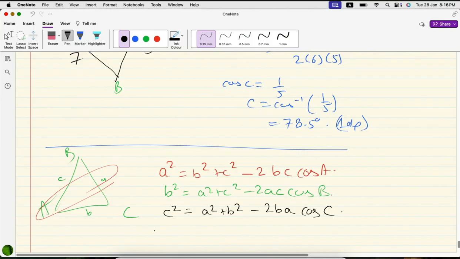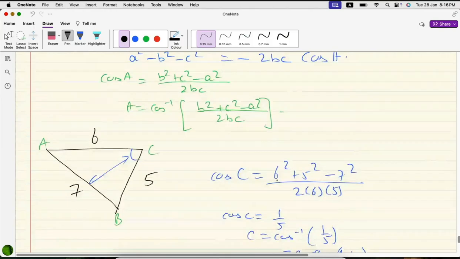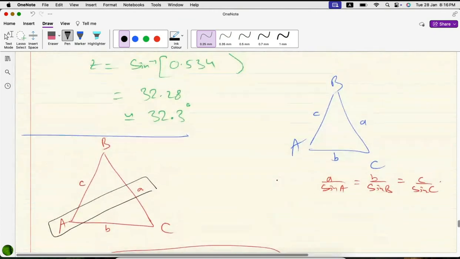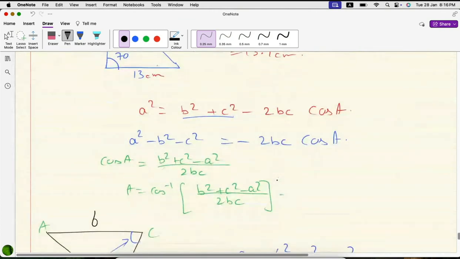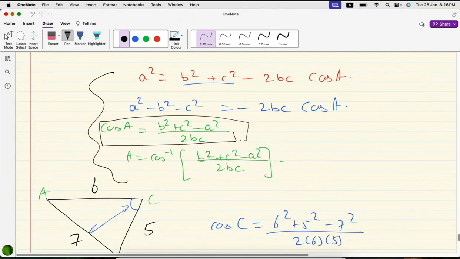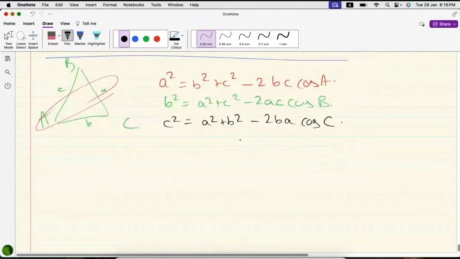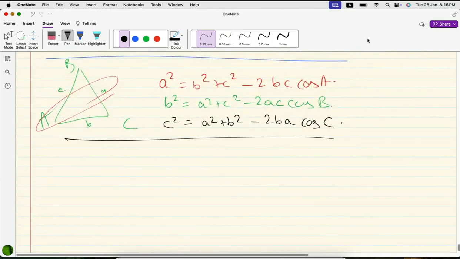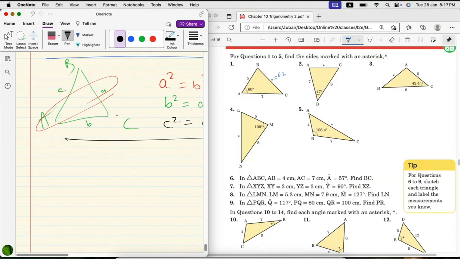And similarly, when we are working for angle, we can make angle the subject of formula, and it would look like this. We just made it subject, and then we can do cos inverse of the fraction. Let's try some more questions.